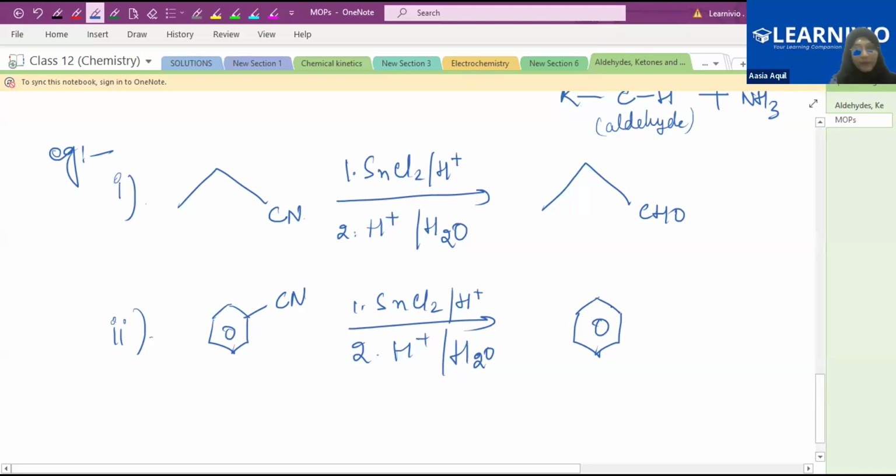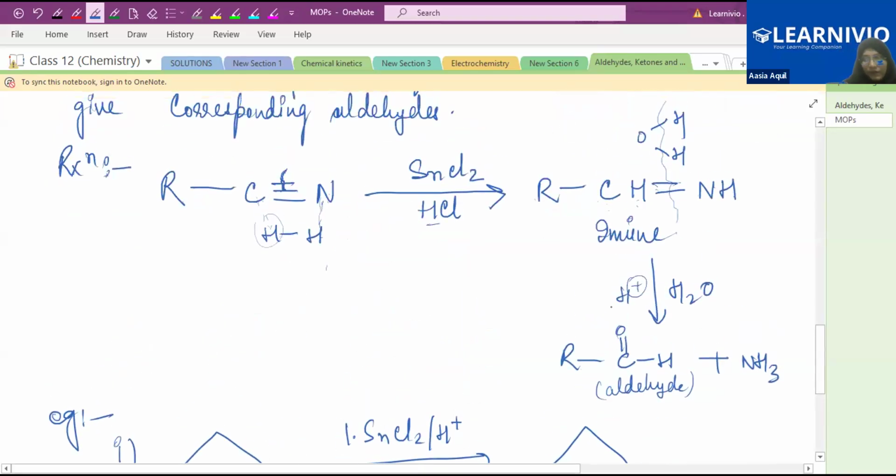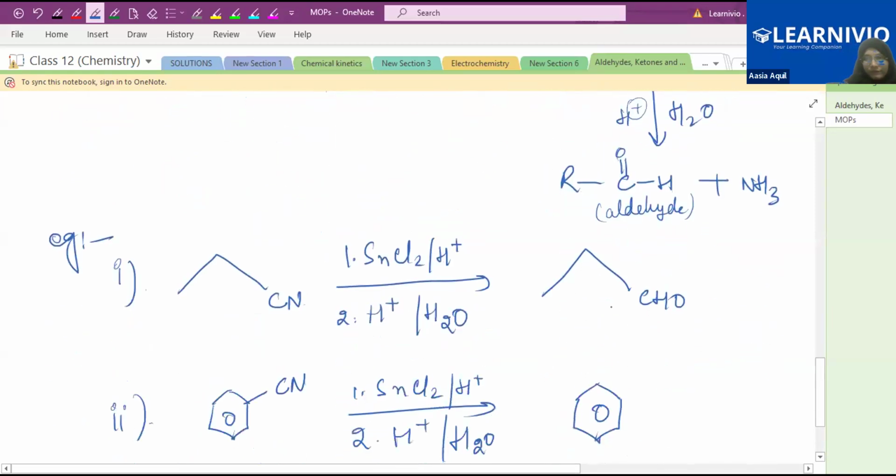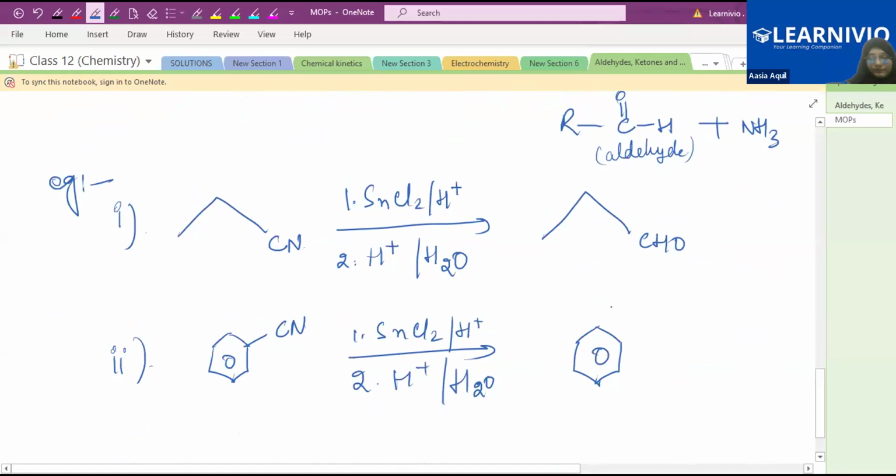Okay, just write down the proper mechanism. First step में reduction कराओ. Okay, just follow these steps. And after that, hydrolysis. For the second one, it's benzaldehyde. Okay, now it's clear to both of you. Third one.